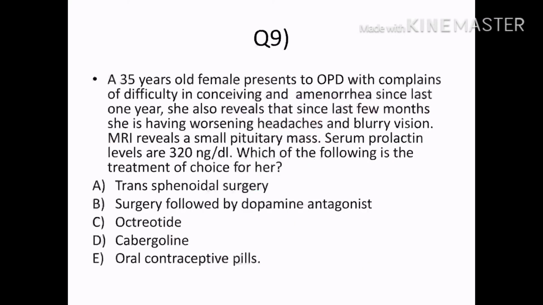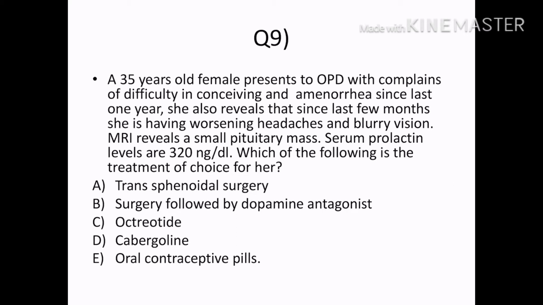Question number 9. A 35 years old female presents to OPD with complaints of difficulty in conceiving and amenorrhea since last 1 year. She also reveals that since last few months she is having worsening headaches and blurry vision. MRI reveals a small pituitary mass. Serum prolactin levels are 320 nanograms per deciliter. Which of the following is a treatment of choice for her?